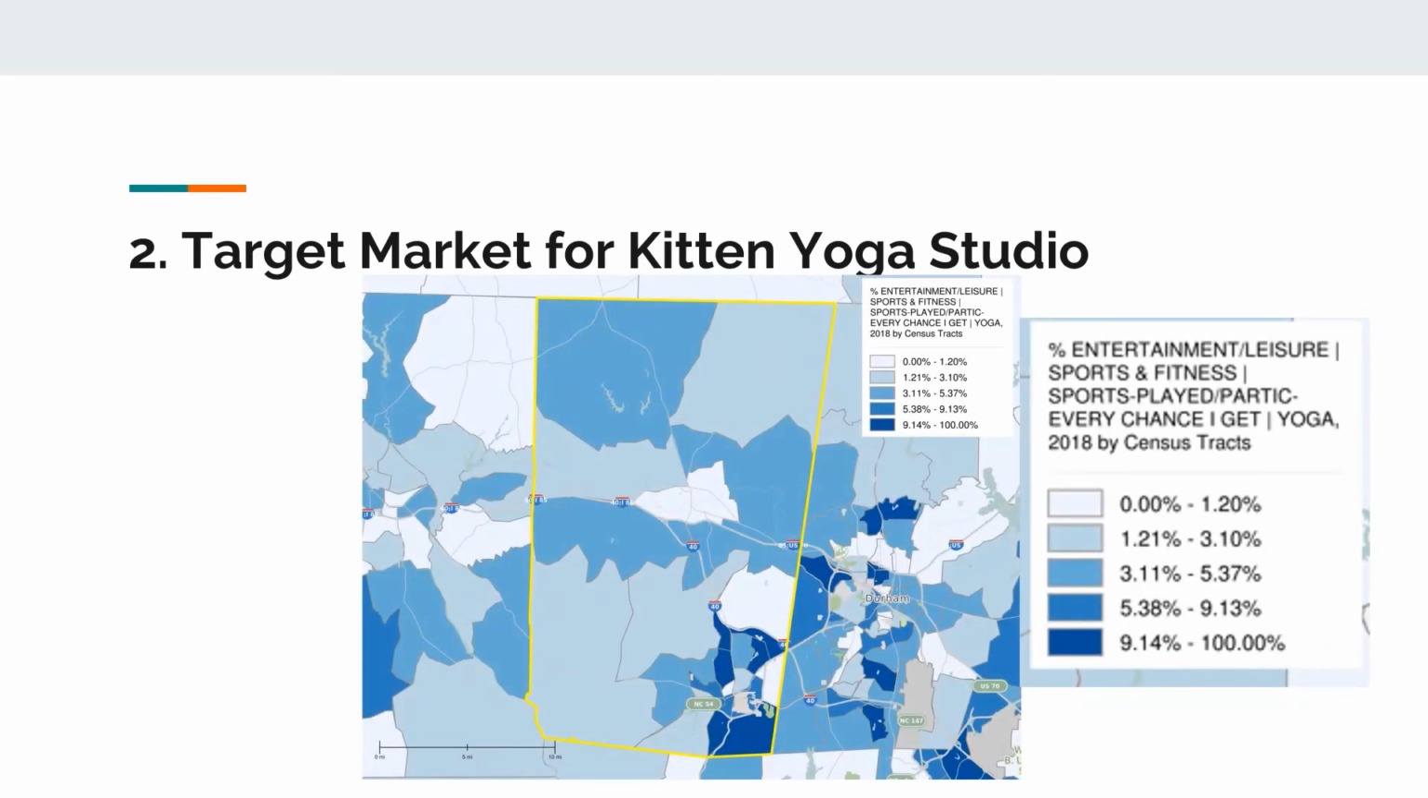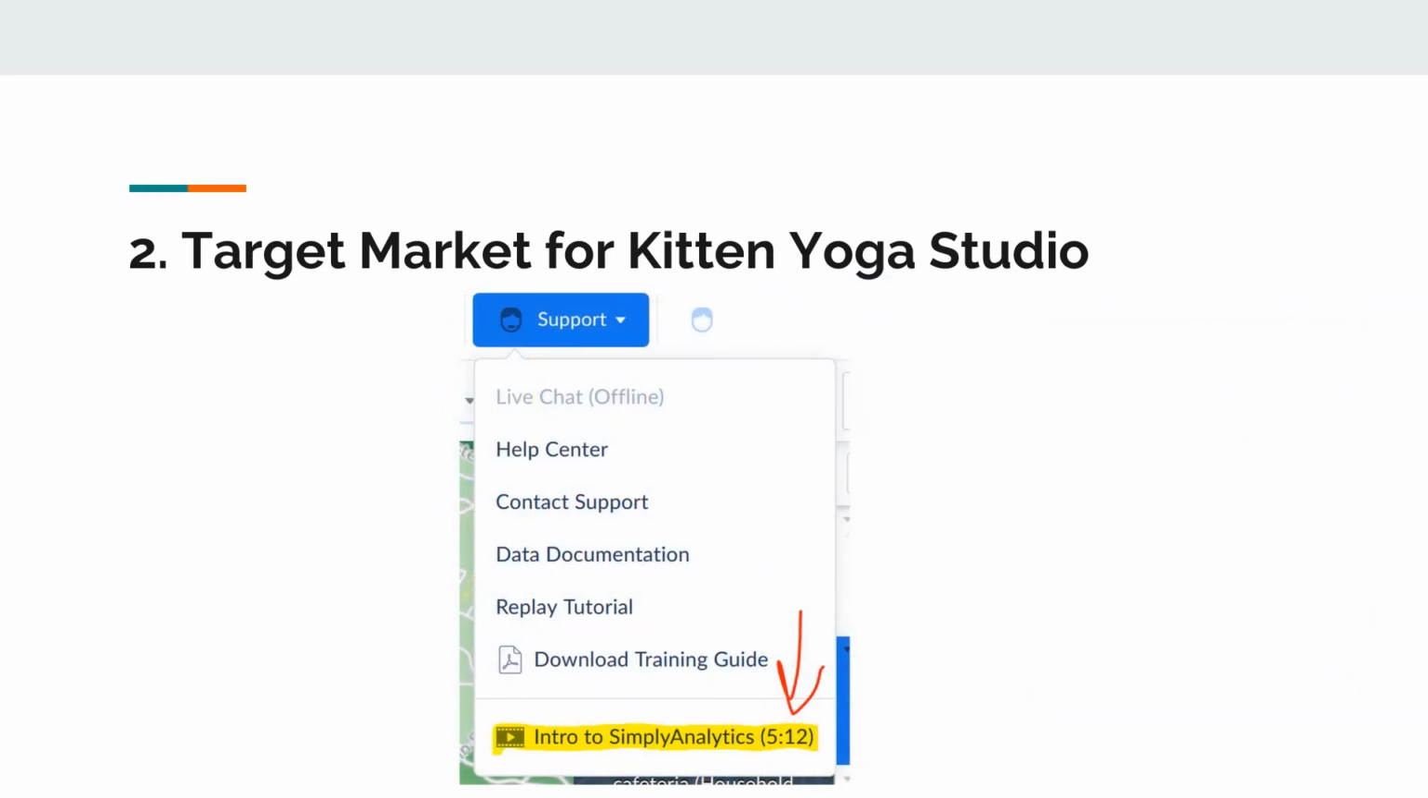This image is an exported map from SimplyAnalytics. It shows Orange County, North Carolina, and what percent of the population participate in yoga every chance they get. To learn how to use SimplyAnalytics and make a map like the example, check out the 5-minute tutorial under the Support menu.